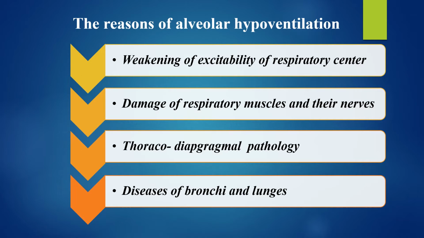The second is damage to the respiratory muscles and the nerves innervating them. Inflammation, autoimmune injuries, for example, myasthenia gravis, and traumatic injuries of the muscles involved in breathing lead to the restriction of respiratory movements. Inflammation, paresis, and paralysis of nerves innervating the respiratory muscles, as with botulism and tetanus, also lead to restriction of the respiratory movements.